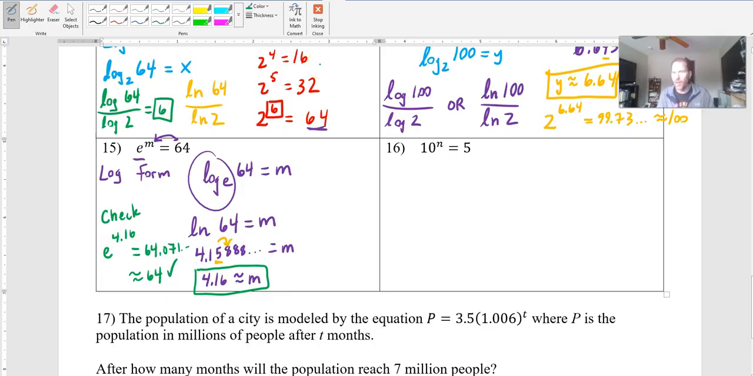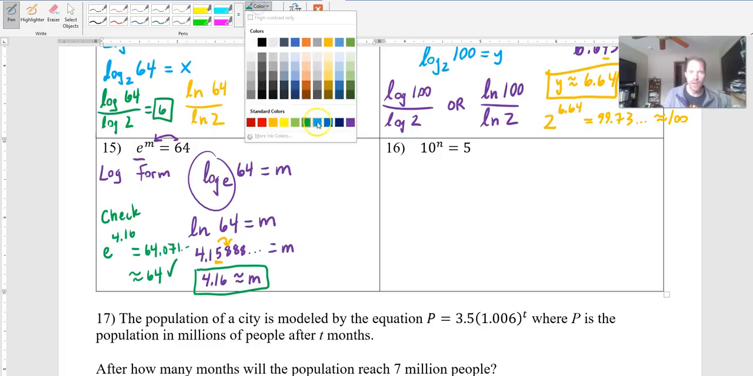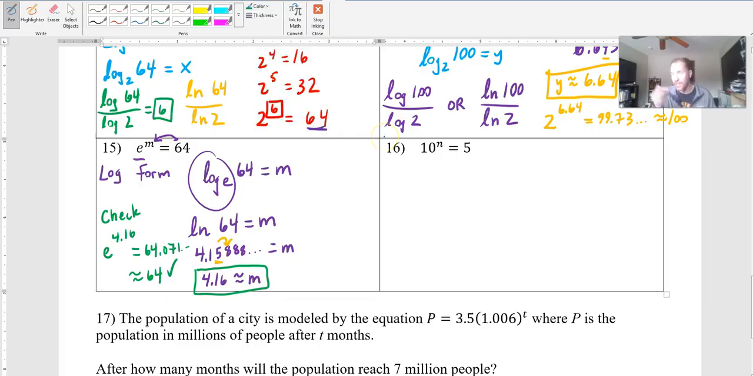Number 16, 10 to the power of n equals 5. So this is kind of like the check step, if you watch that video, where a lot of people might just go, oh, it's a half, right? Half of 10, 10 times a half. And I go, but this is not multiplication. This is not 10 times n. So let's just go straight to the logarithmic form. We'd have log base 10. That's my base, and we're going to switch n and the 5. So log base 10 of 5 equals n.